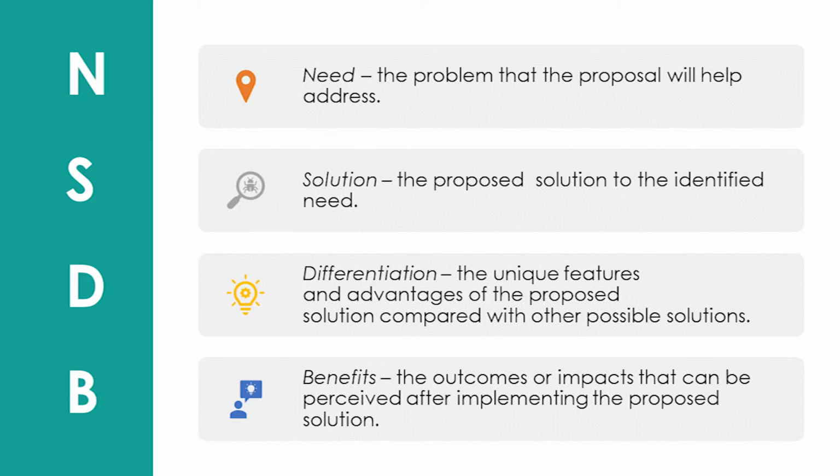The need is the problem that the proposal will help address. Proponents should convince the evaluator about the gravity of the problem. The solution presents your proposed solution to the identified need. Give detailed arguments to explain what makes your solution so compelling. Differentiation shows the unique features and advantages of the proposed solution compared with other possible or existing solutions. And the benefits are the outcomes or impacts that can be perceived after implementing the proposed solution.